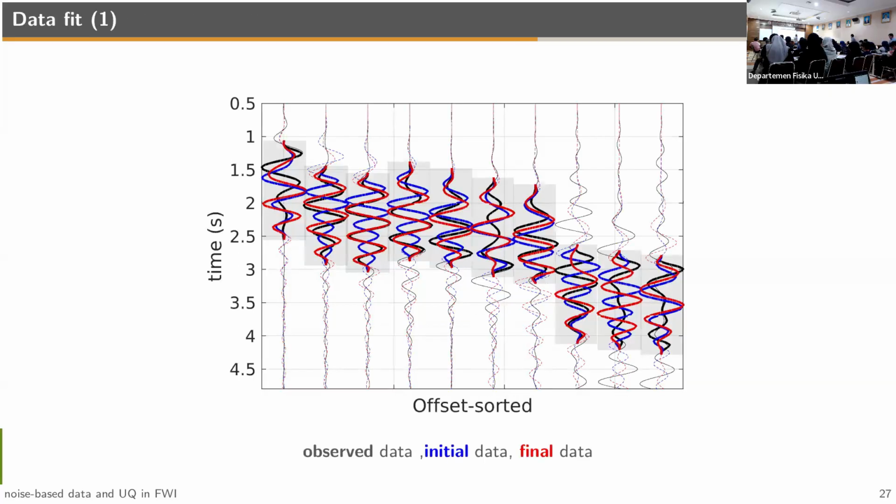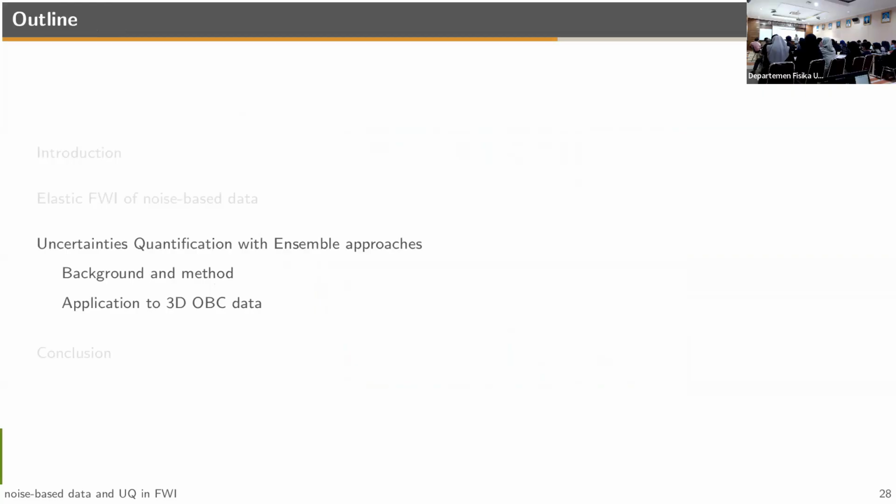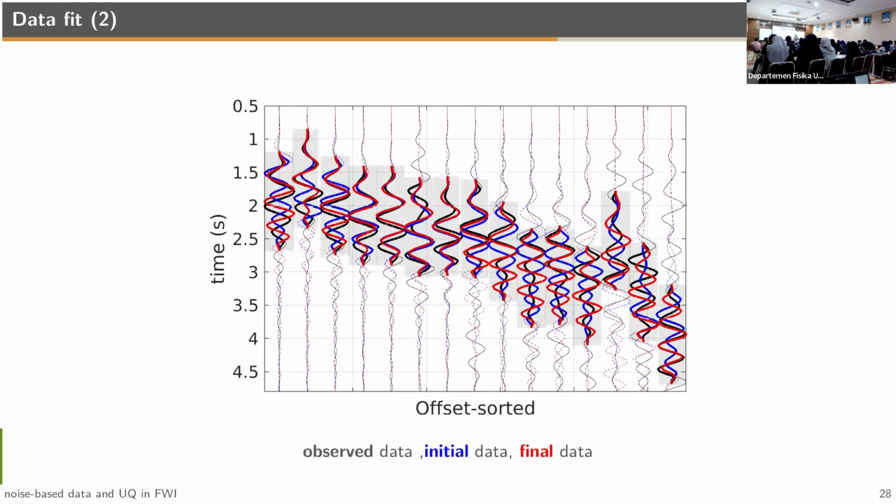So here are just a few examples of data fit. In black, the observed data; in blue, the initial; and in red, the final. You can see how this waveform-based inversion has been able to improve the fit for the different frequency bands. Even if it's relatively challenging because the noise distribution is not easy, it allows us to give good 3D models that can be interpreted here from a landslide point of view.